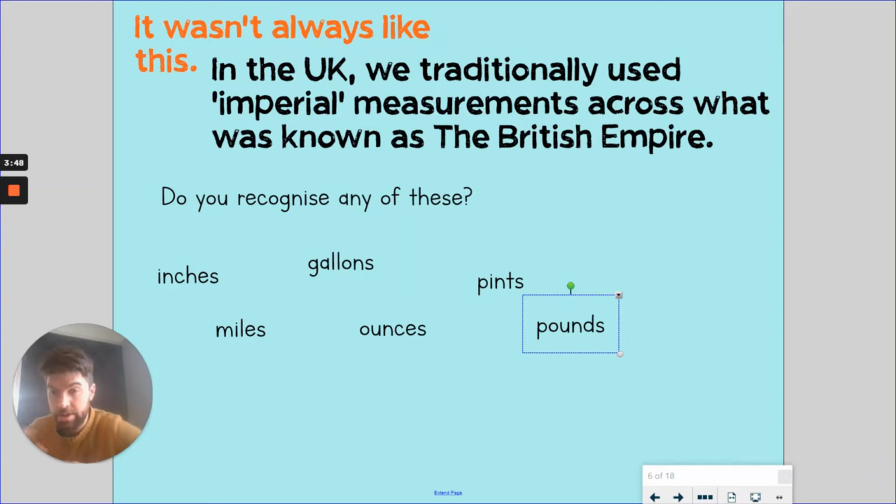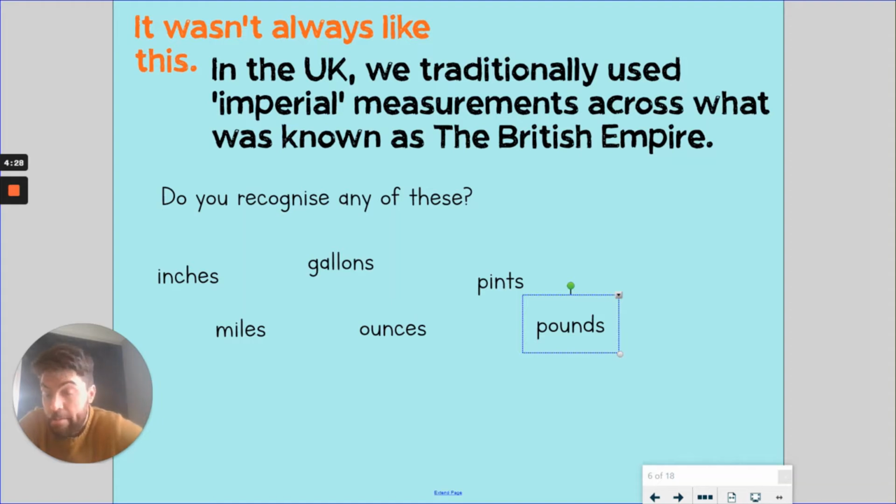Now these don't use a decimal system. Do you recognise any of these? Inches, miles, gallons, ounces, pints, pounds? Well, these are all imperial measures, and a few of them we still use today. Particularly miles, we see that a lot on road signs. Pints in pubs and restaurants. Drinks are served in measures of pints, half a pint of Coke or beer or whatever it is. Inches, we sometimes see things measured in inches, and people will often give their height in feet and inches. You might say, I'm 5'11", meaning I'm 5 feet and 11 inches tall. So these are still used now and again.